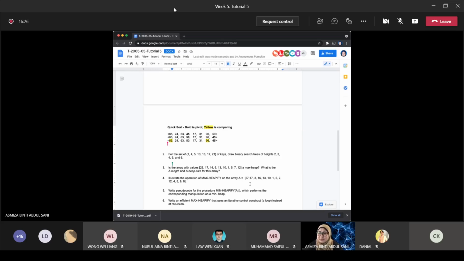It is actually still comparing with the x, which is 45. It's just that the i and j are moving towards each other.